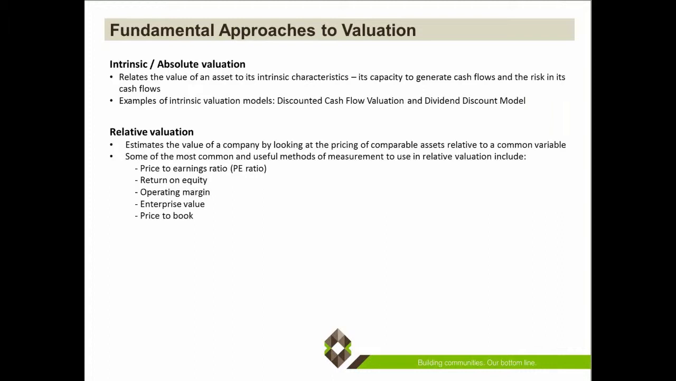So some of the most common and useful methods in relative valuation are the price earnings ratio, the PE ratio, your ROE, which is your return on equity, and your operating margins. Because we're looking at the same industry, their operating margins should be comparable unless the companies have different business models. We also look at enterprise value and your price to book value.